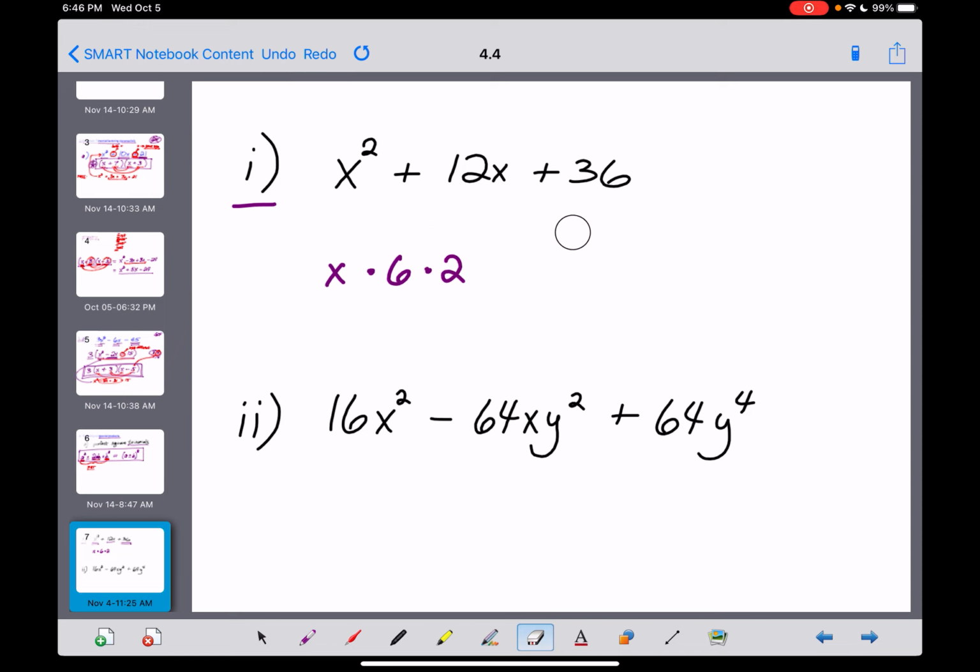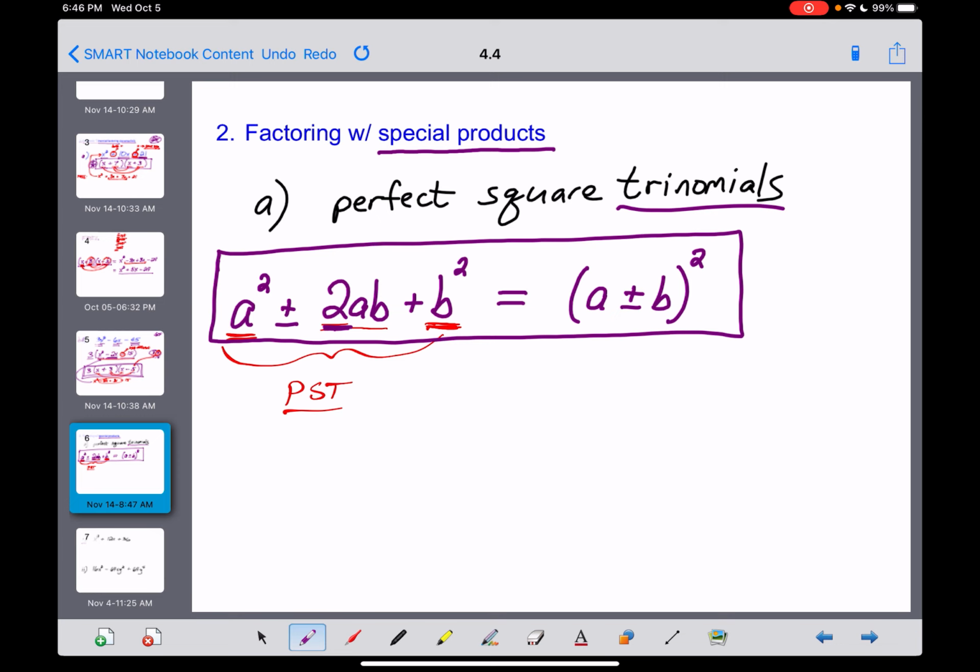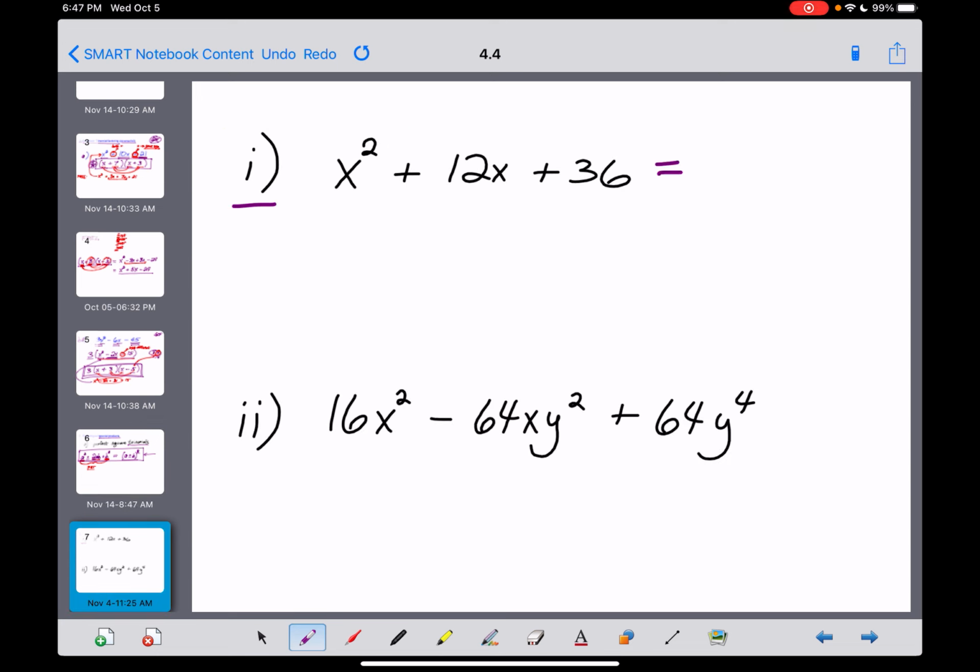Okay, so now that we recognize that this is a perfect square trinomial, we can go back to this factoring pattern right here and say, okay, this is now going to factor into a single binomial squared. I need something here, and a sign in between them. So let me go back a page.